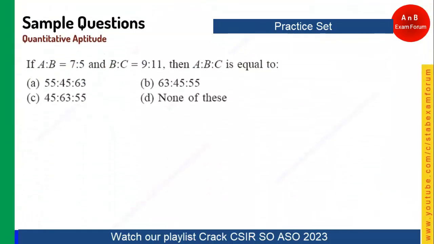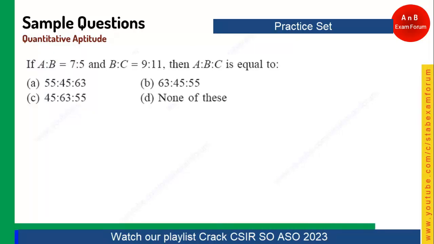Yes, this we have covered. So this is from ratio. Let's begin the timer. A very simple one. Okay, time's up. So this is a very simple one. What is the ratio of A and B? A to B is 7:5 and B to C is 9:11. You need to find the combined ratio of A to B to C.